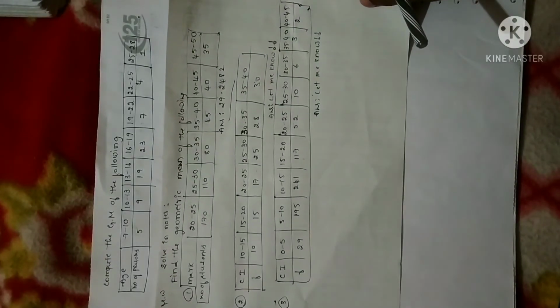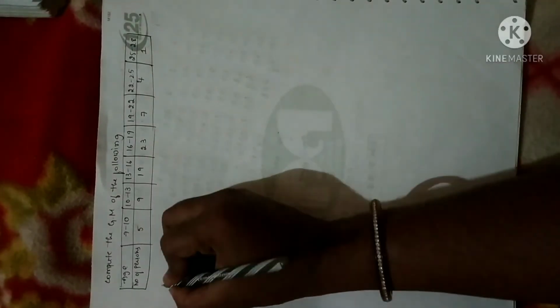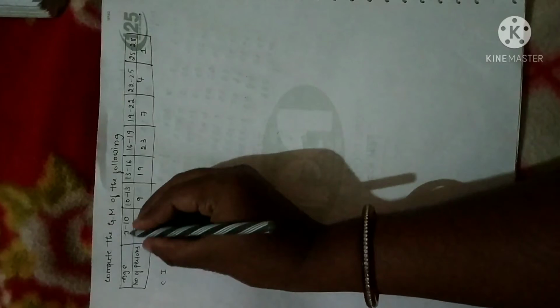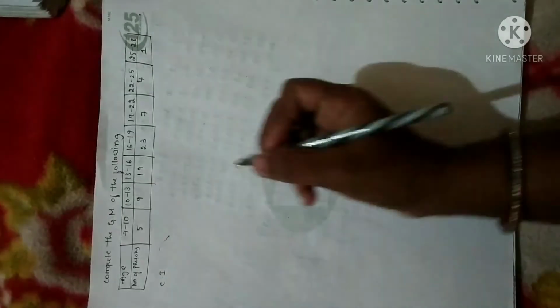Fine. Now let me solve. Hope you have written the homework problem, and let me solve this geometric mean. Last problem based on geometric mean. So let me make a list. Age is none other than class interval, and number of persons is none other than frequency. So let me make a list of class interval.